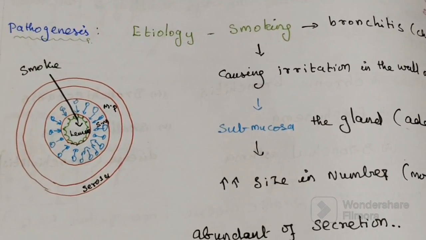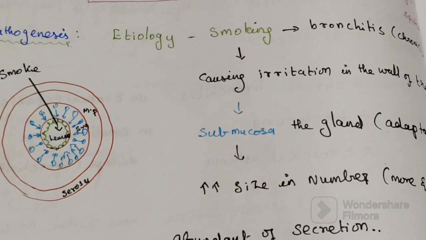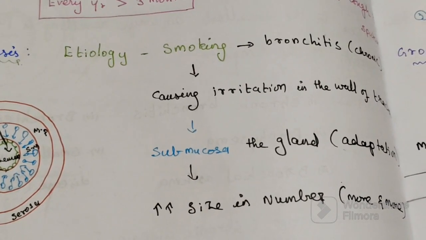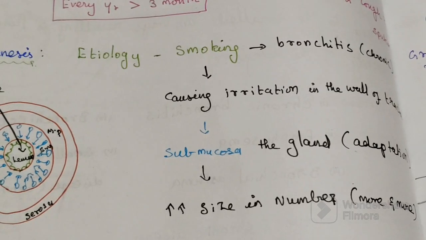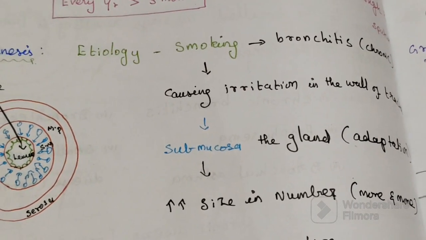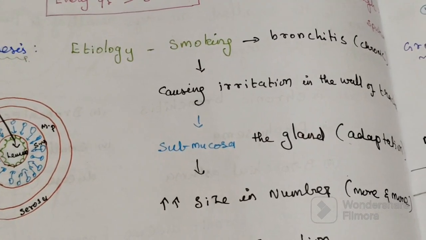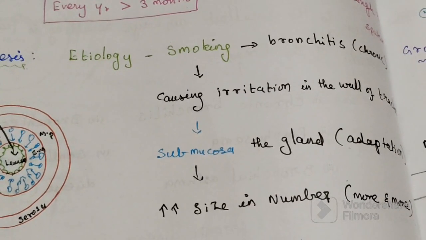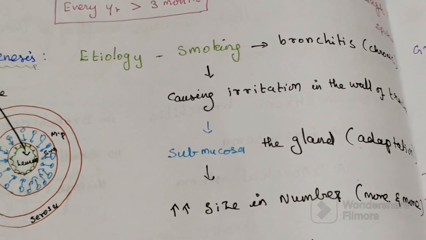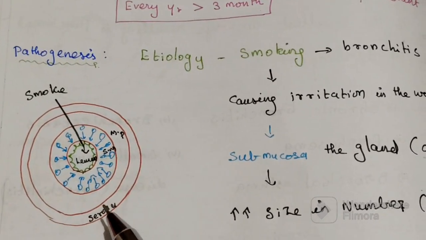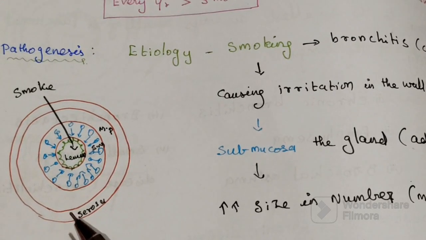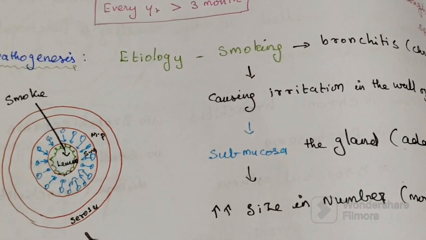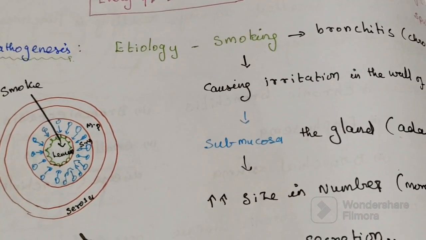Next is pathogenesis. The etiology is smoking. Smoking is the risk factor. Now, how does smoking lead to chronic bronchitis, and what is the problem? Where is the obstruction? It is COPD, so there should be obstruction. So what is happening? Already we know the layers present: mucosa, submucosa, muscularis propria and serosa. We know that four layers are present.